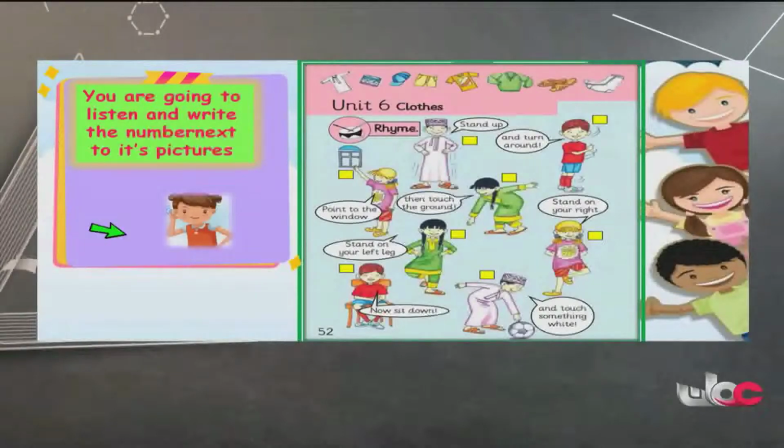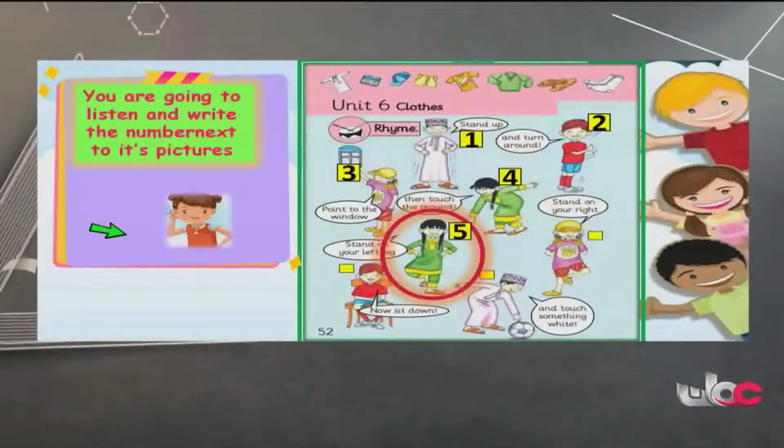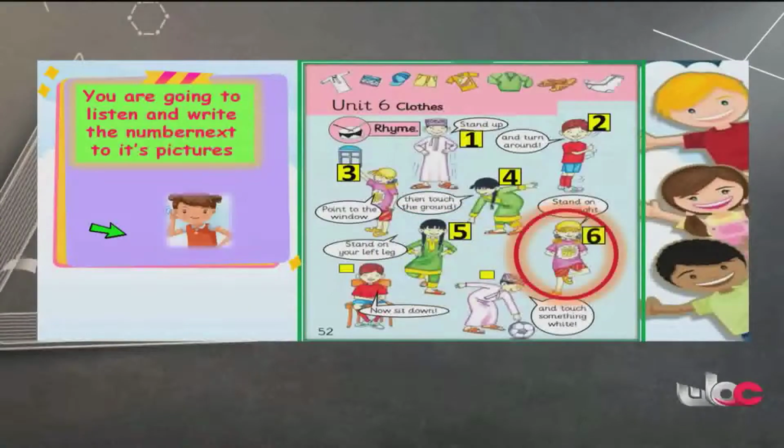Unit 6. Song 6.1. The action rhyme. Stand up and turn around. Point to the window, then touch the ground. Stand on your left leg, stand on your right. Now sit down and touch something white.